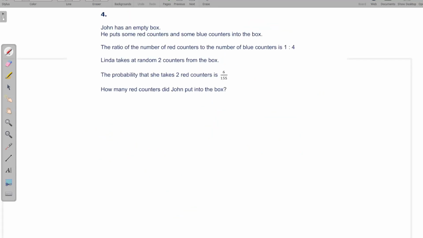Let's look at question 4. John has an empty box. He put some red counters and some blue counters into the box. The ratio of the number of red counters to the number of blue counters is 1:4. So red and blue, let's call it 1:4. So we can call it 1x and 4x. So the total is 5x.